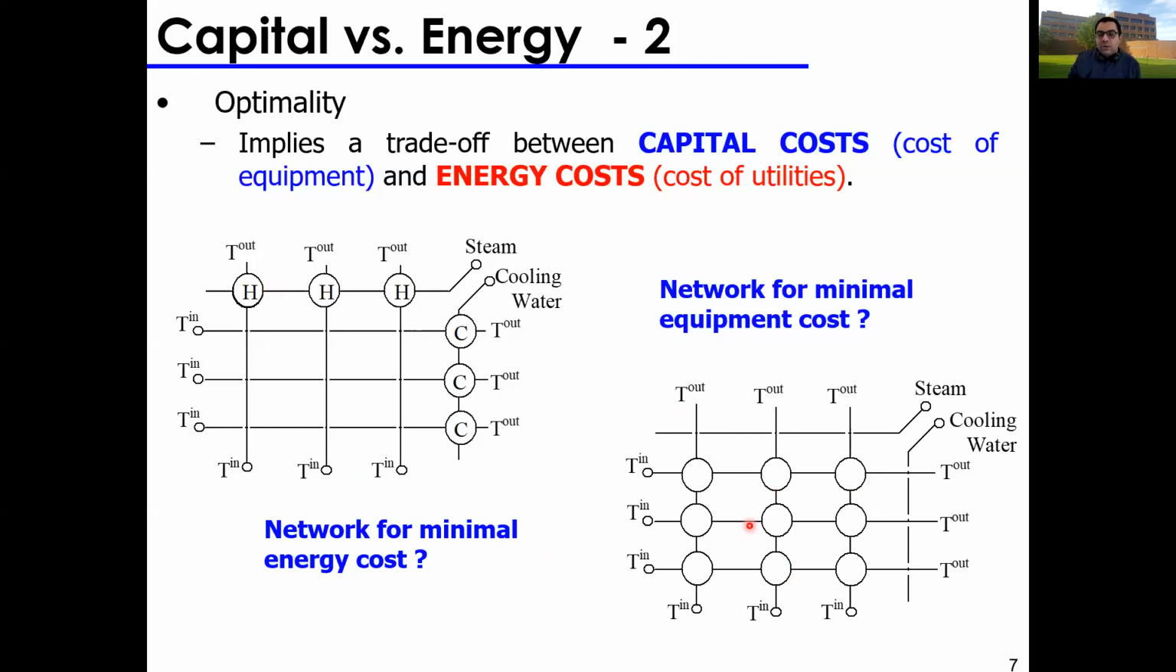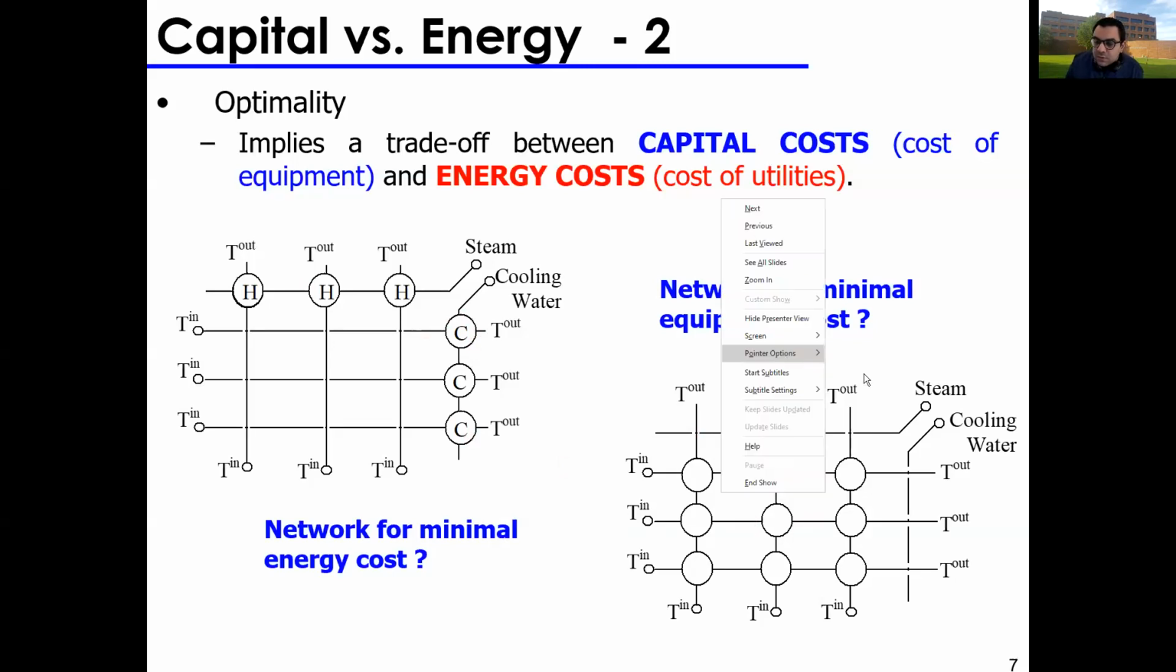But if I only install heaters and coolers, I have my lowest number of heat exchangers, so I have my lowest cost. So these are really the extremes, right? I have one extreme where I only install the minimum heat exchangers and capital cost is very low. And I have the other extreme where I install a lot of heat exchangers, where capital cost is high and energy integration is also high. So let me just write this here. That's easier to see.